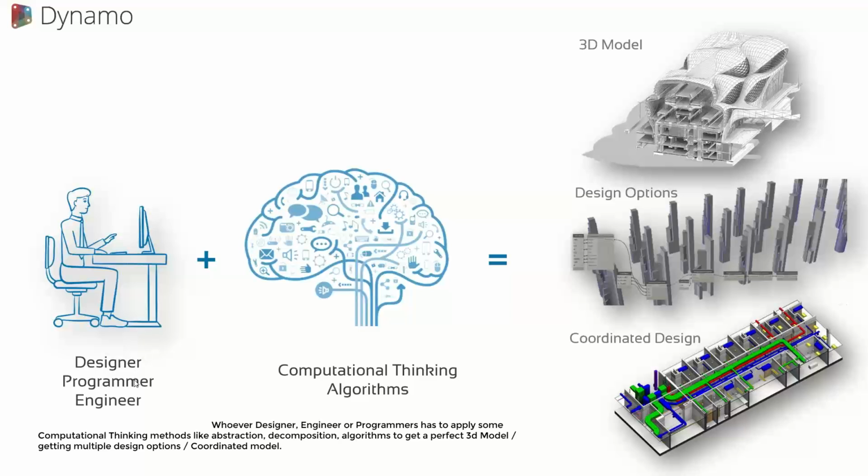So there are three different methods: a designer's method, an engineer's method, and a programmer's method, and you just have to apply some computational thinking like decomposition, algorithms, and abstraction. These are programmers' terminology, so don't worry, you will know that later. If you apply those, you will get a 3D model with multiple design options, and that is a coordinated design. I can't say it's 100% clash-free, it will show you some clashes, but it will automate your tasks.